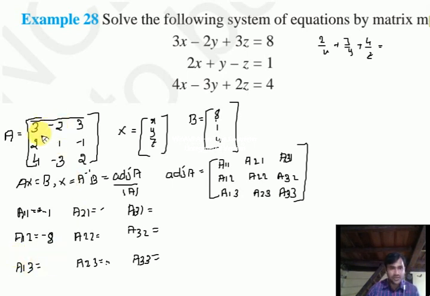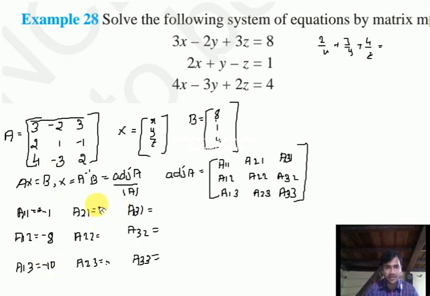Next, first row, third column. You need to leave the first row and third column. Then it is 2 into minus 3, which is minus 6, minus 4. Minus 6 minus 4 is minus 10.